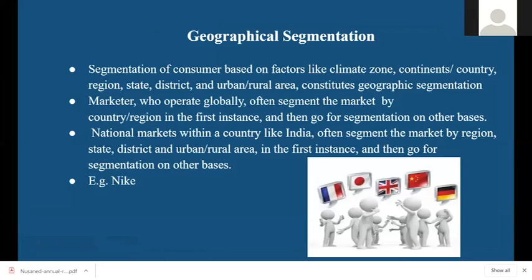Next one is the geographical segmentation. In this, we segment the market according to climatic zone, continents, country, region, states, district, or urban or rural areas. Any marketer starts first with geographical segmentation, then goes for the other segmentations. In India, companies generally segment the market according to the states, then districts, then rural and urban areas. An example is Nike. Nike uses geographical segmentation: they sell their products in the US where American football is famous, and in India they market through cricketers, because cricket is more famous there.